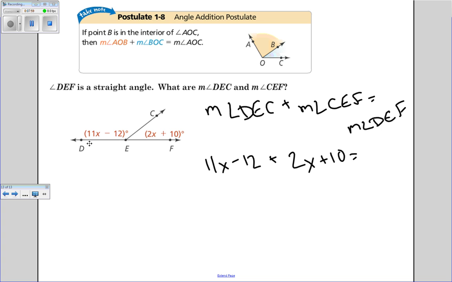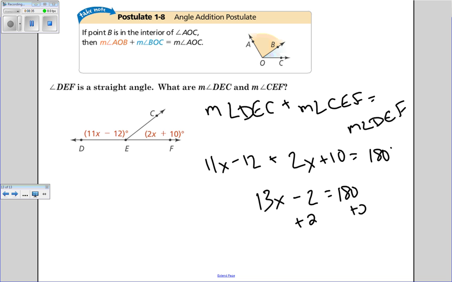Well, that doesn't tell us in our picture. So let's see if our question will tell us. We know that the DEF is a straight angle. Well, straight angle, we know what that means. That means it equals 180 degrees. Alright, so let's go ahead and finish this problem out. Since 11x and 2x are on the same side, I'm going to combine them. That's going to give me a 13x. I have a minus 12 plus 10 on the same side. That's going to give me a minus 2 equals 180.